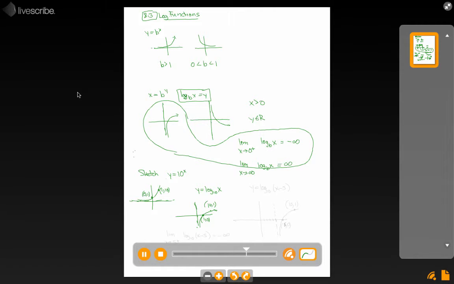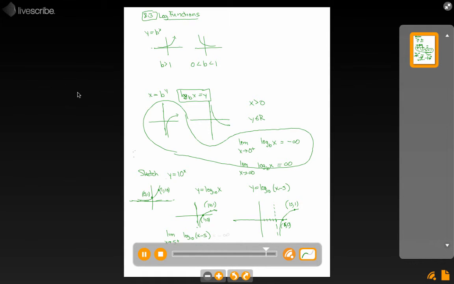Now if they were to ask us to do something like y equals log base 10 of x minus 5, I would just take that graph that I just drew and move it 5 units to the right. 1, 2, 3, 4, 5. My asymptote is now there, and each of these points that I had labeled is now 5 units further over, so 6, 0, and this one will be 15, 1. That in itself isn't a particularly important graph, but it's useful in questions like if I were asked what's the limit as x approaches 5 from the right of log base 10 of x minus 5.